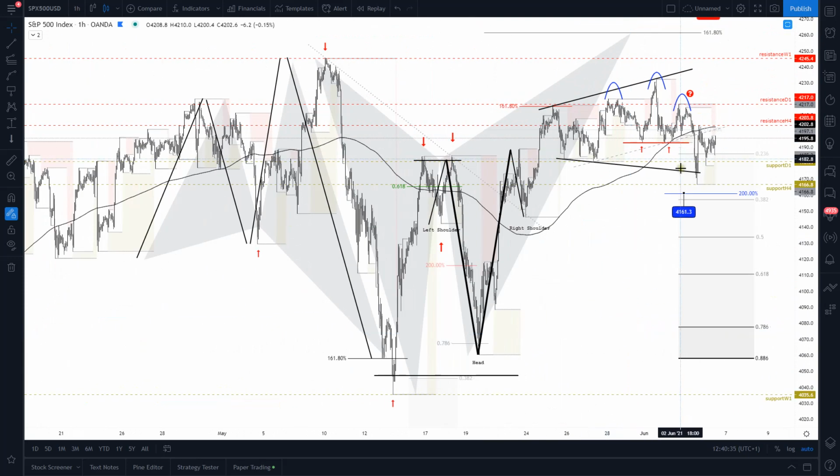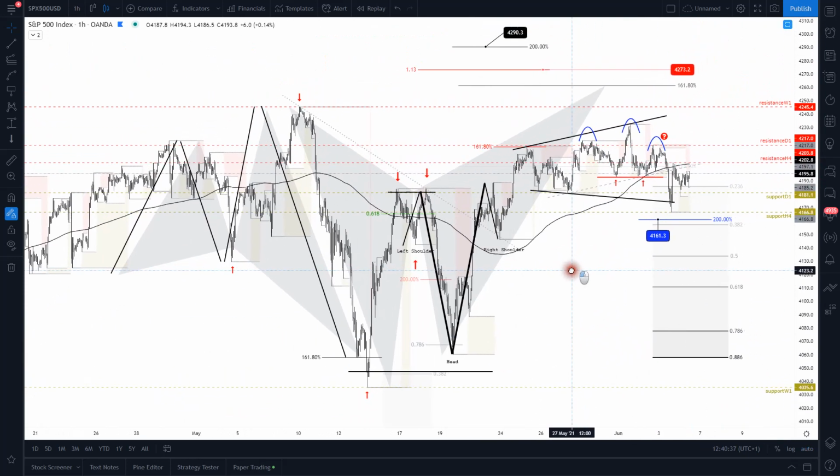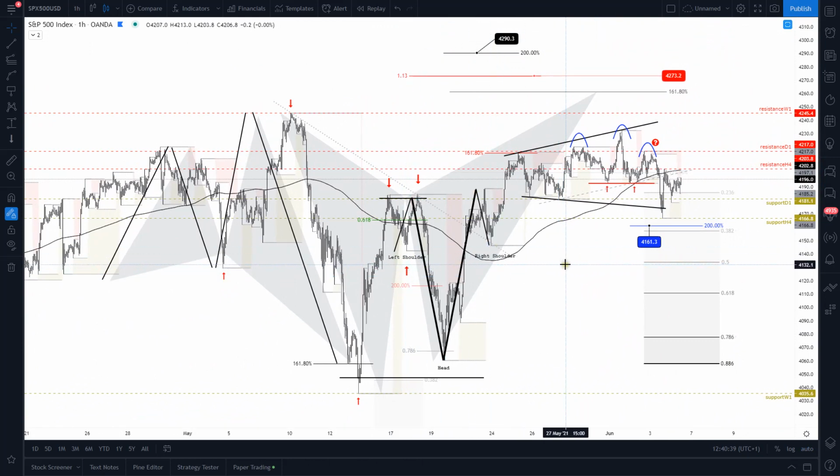The potential for this inverted head and shoulders that I shared before. Actually, we also have a setup going long with the SPX 500, based and supported on that inverted head and shoulders. So let's see if the market will follow that.